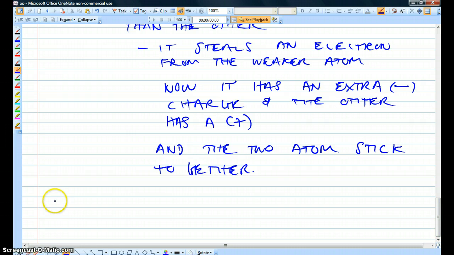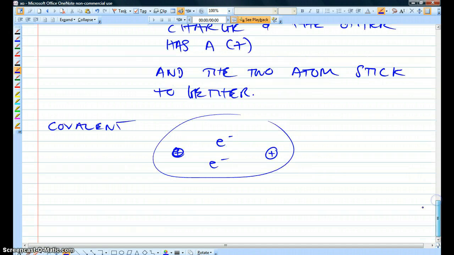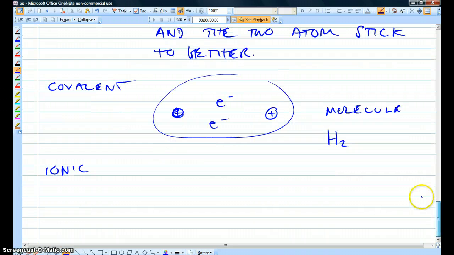Okay, so in the covalent bond, we want to draw a picture of a covalent bond. We might draw something like this. Okay, two nuclei are attracted to the same electrons, and that makes a molecule. All right, in this case, maybe the hydrogen molecule, because each one is just made of one proton. In an ionic bond, it's a little bit different.